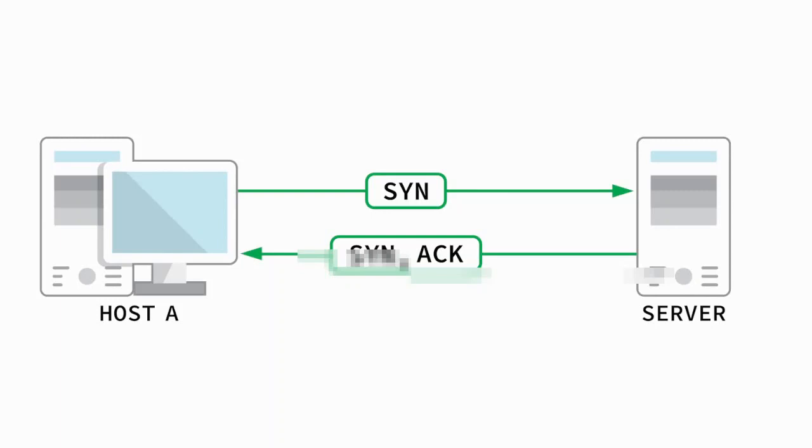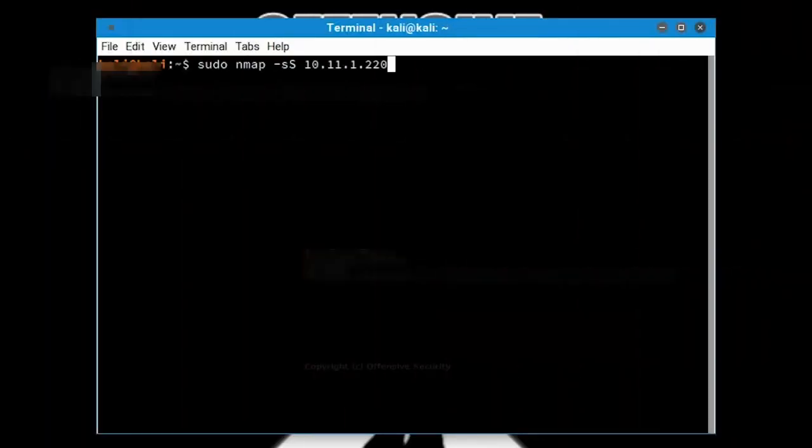If a TCP port is open, a SYN ACK should be sent back from the target machine, informing us that the port is open. At this point, Nmap does not bother to send the final ACK to complete the three-way handshake. To launch a SYN scan with Nmap, we preface the command with sudo and provide the -S option.